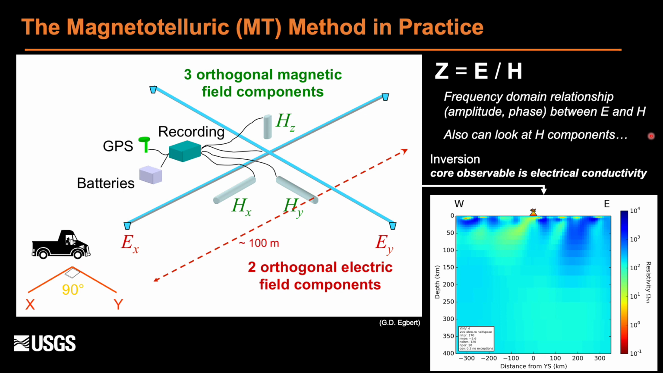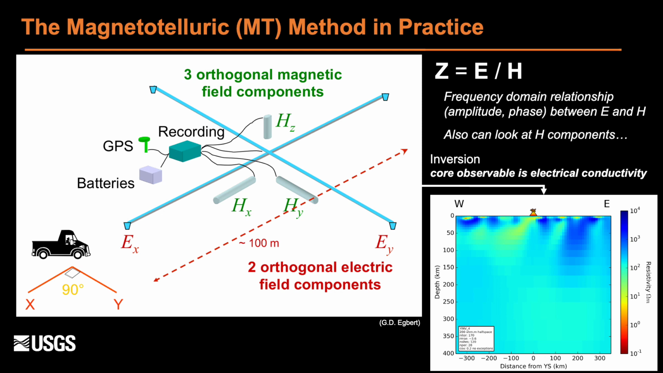Again, working under the MT method, we have made a few simplifying but almost always valid assumptions about the nature and characteristics of our external source magnetic fields. And that allows us to just look at the relationships between field components at a given location on the Earth's surface and effectively normalize out the source, so we don't have to worry about it. In MT, the main quantity of interest is the magnetotelluric impedance, often denoted Z, which is the frequency domain ratio between the local horizontal electric and magnetic fields. However, we can also look at the frequency domain relationships between other field components, for example, between the horizontal magnetic field components and the vertical magnetic field component.